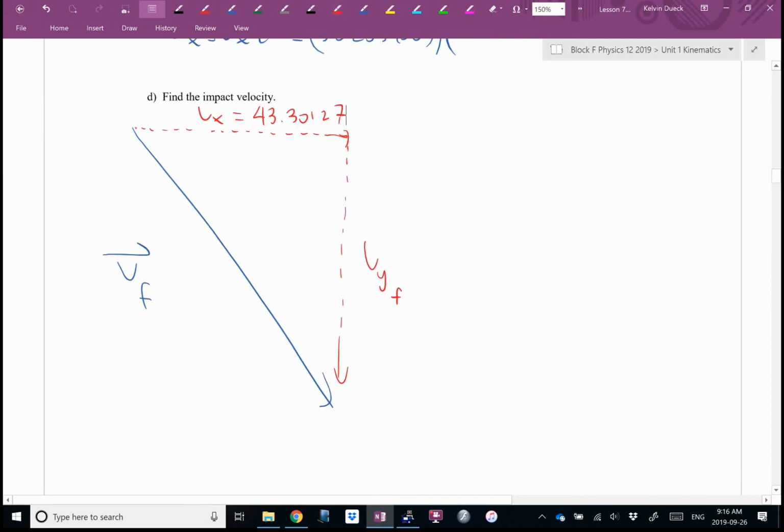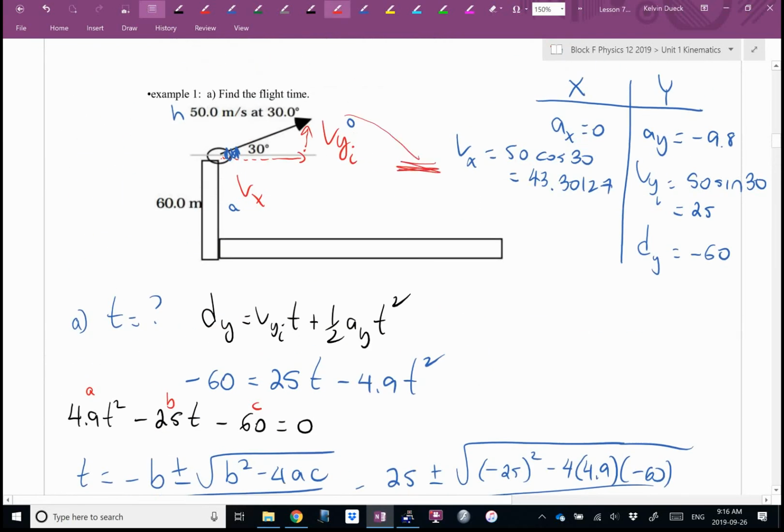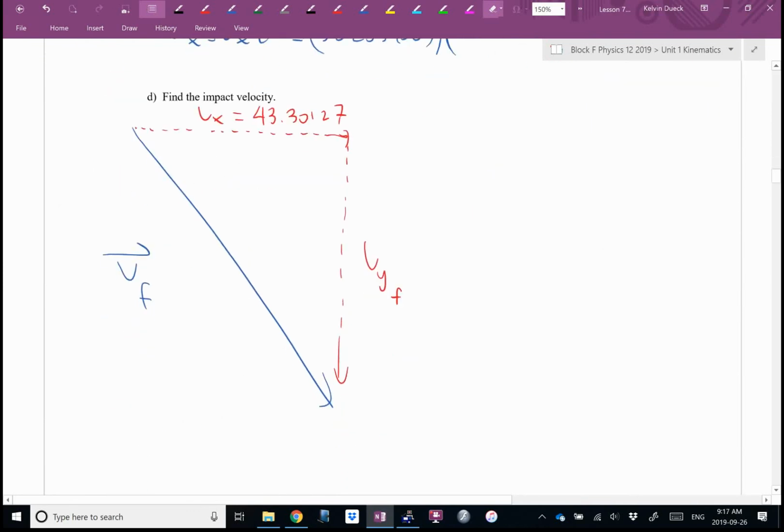Is Vy final negative 25? Yes. Why isn't it negative 25? Because it starts from 60. Ah, we're at a different height. By the way, Vy final would be negative 25 right when we get to that level again, right there for a split second. When we're at level with the cliff again, it's negative 25. But then it's going to be larger than negative 25 if we're talking about the magnitude. So I need to find Vy final.